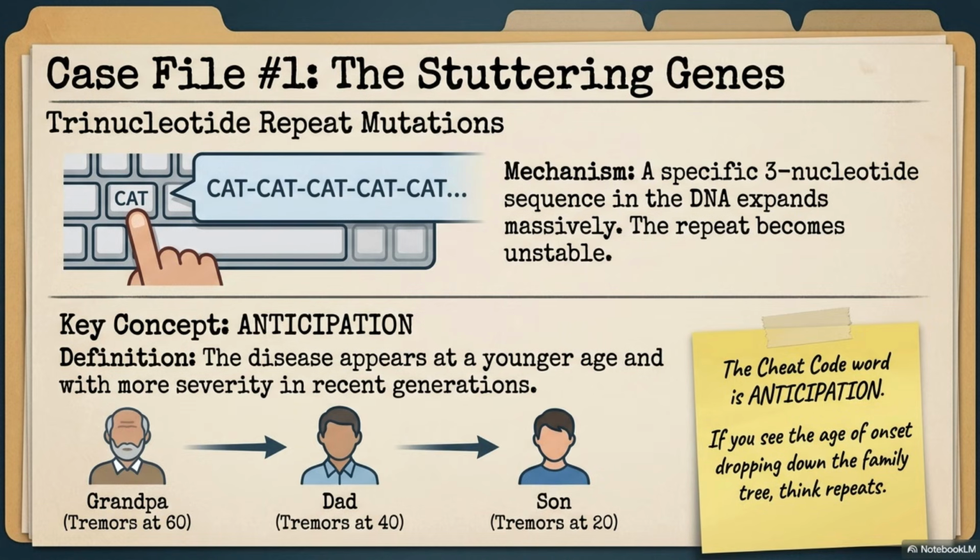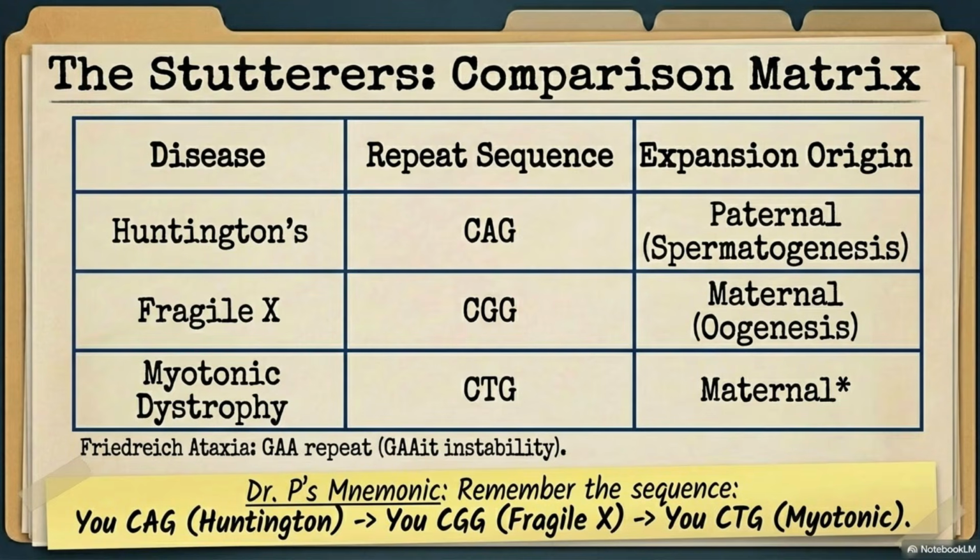Let's look at this scenario. Grandpa got tremors at 60, dad got tremors at 40, the son gets tremors at 20. Why? Because the stutter gets longer and more unstable as it is passed down. The big 3 diseases. Must know for exams.